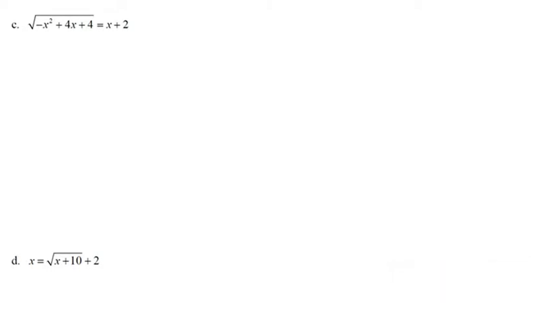Okay, next one. We've got the radical isolated, but this is going to be a little more complicated, right? This radical itself is a quadratic. The right-hand side is a binomial. It has to be squared as well. So our step is we're going to square both sides. When we square a square root, we just basically remove the radical sign, right? So this side becomes negative x squared plus 4x plus 4.